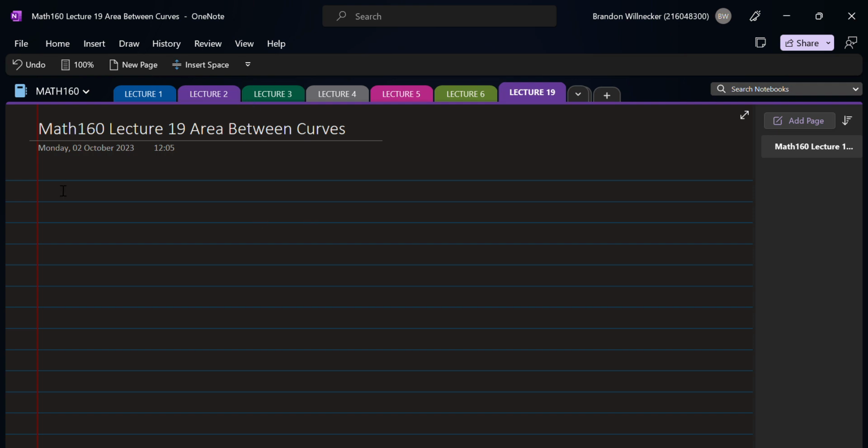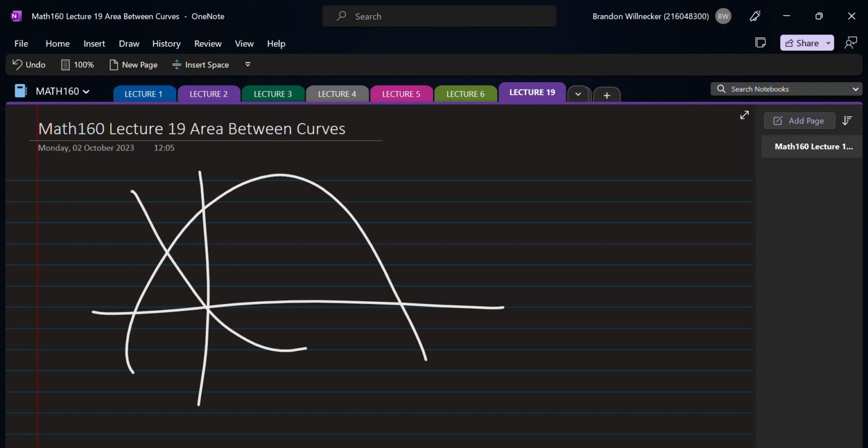Okay, so let's start with this new chapter. We begin by looking at two curves. Maybe one of them does this and another one does something like that. Imagine two parabolas like this. Here we've got this function at the top. We call that the upper function. Let's call that f of x. And then we've got one below that, we call that g of x.